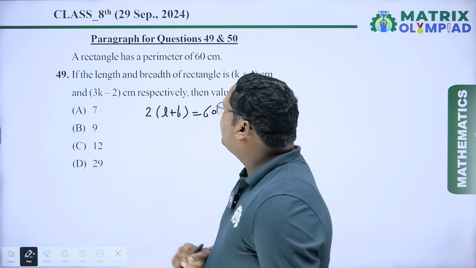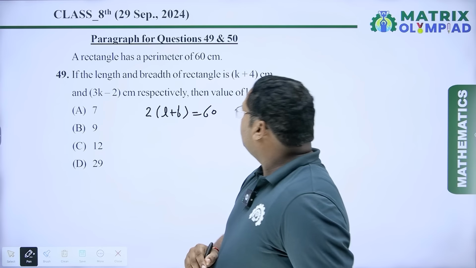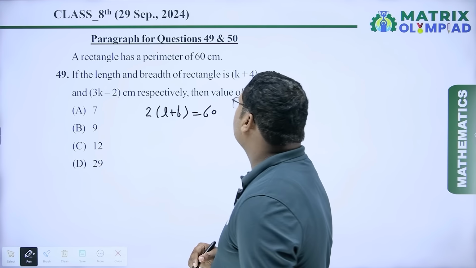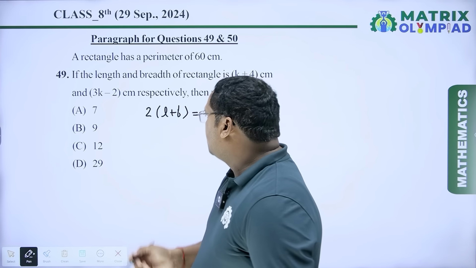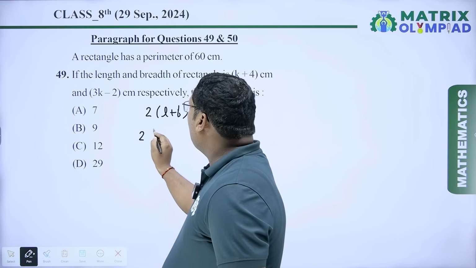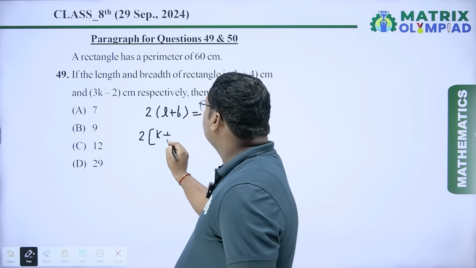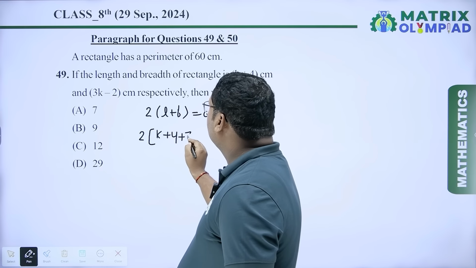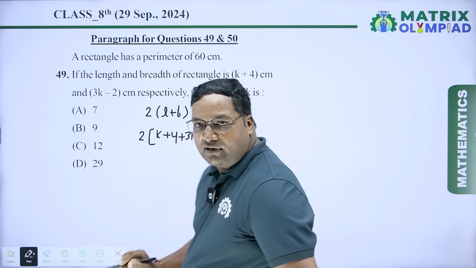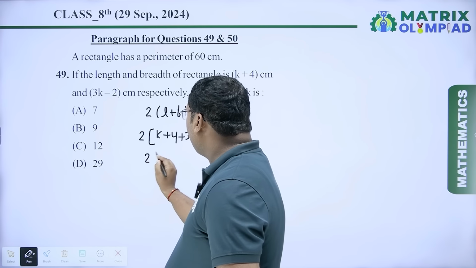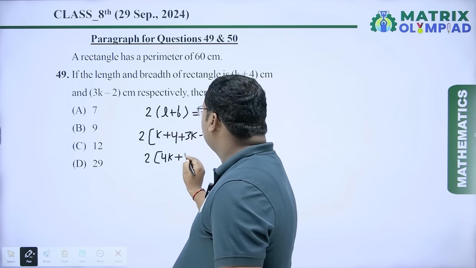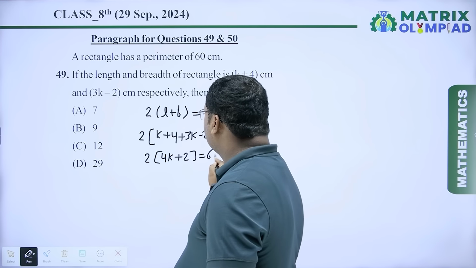Now the question is, if the length and the breadth of a rectangle is K plus 4 and 3K minus 2 centimeter respectively, then the value of K is. So we have to put the length and breadth in this formula. So we will get 2 into K plus 4 plus 3K minus 2 is equal to 60. Now solve this equation. So we will get 2 into 3K plus K is 4K, 4 minus 2 is plus 2, is equal to 60.